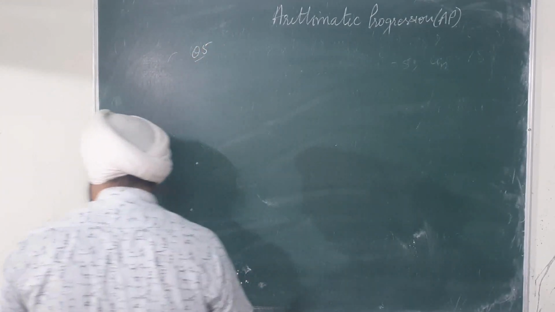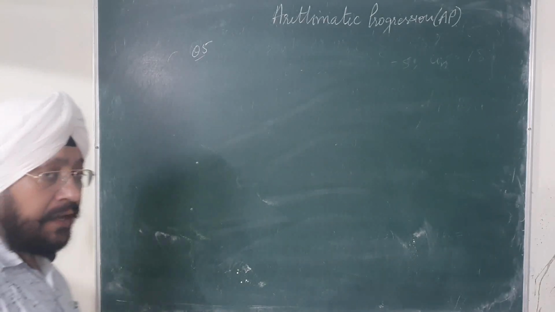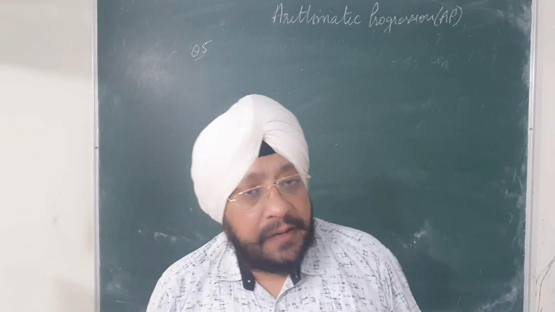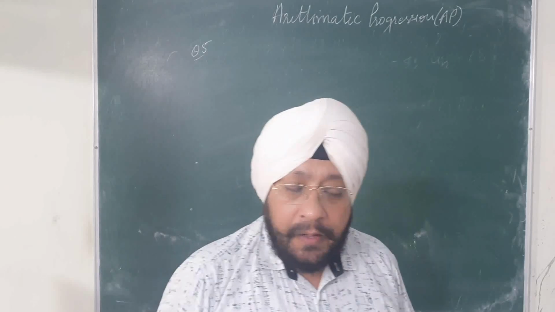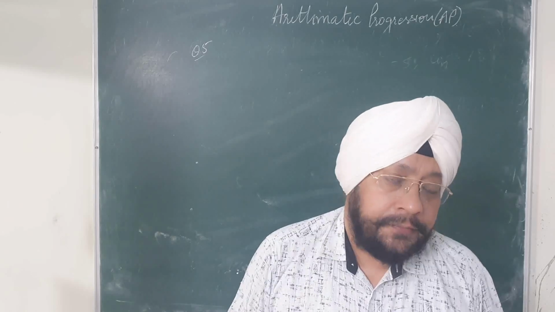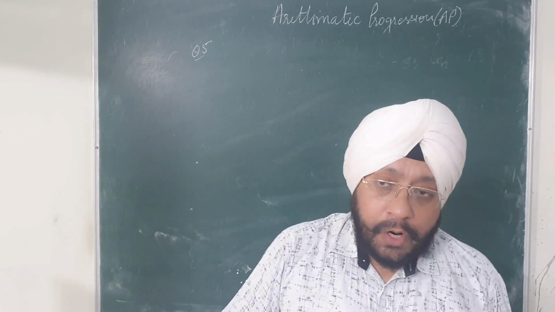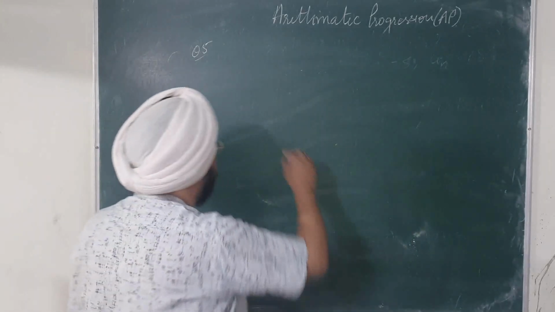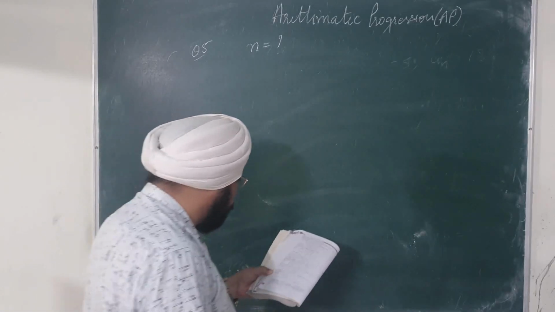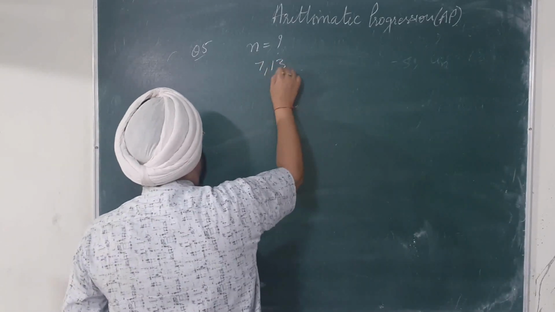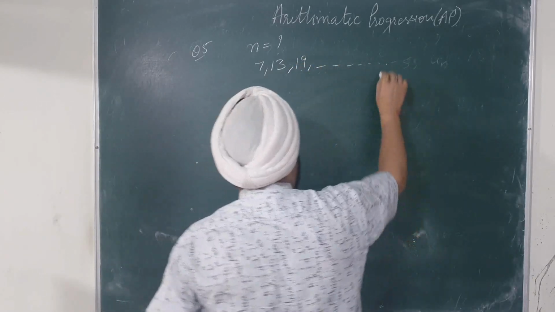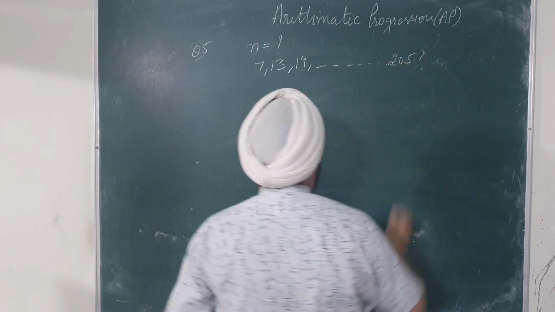Now see what is question number 5. How many terms are there in the AP? To find the number of terms, we have to calculate n. But if we want to find the term at a particular position, then we have to find an. So how many terms means we have to calculate n. Now the AP is given as 7, 13, 90, and the last term is given as 205.